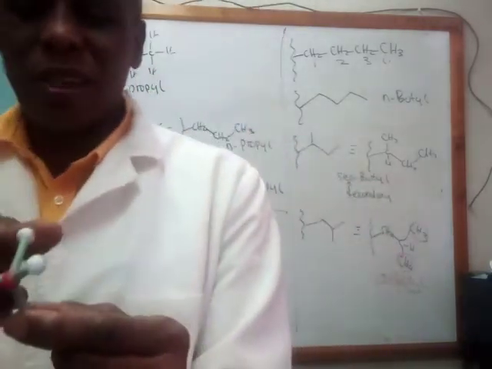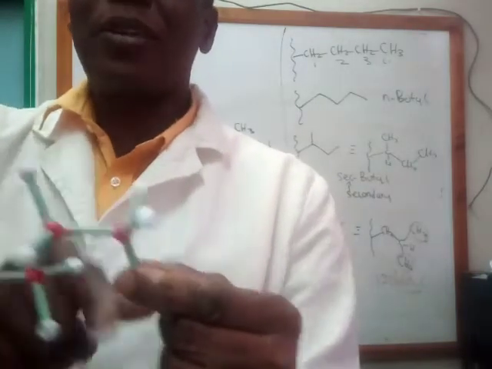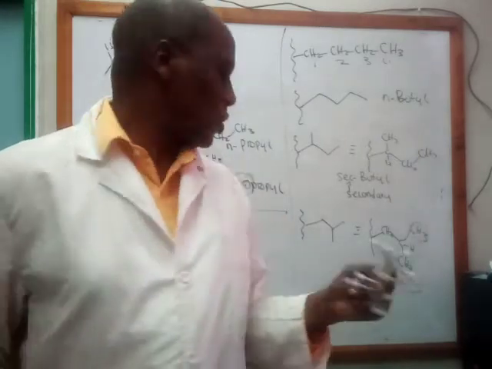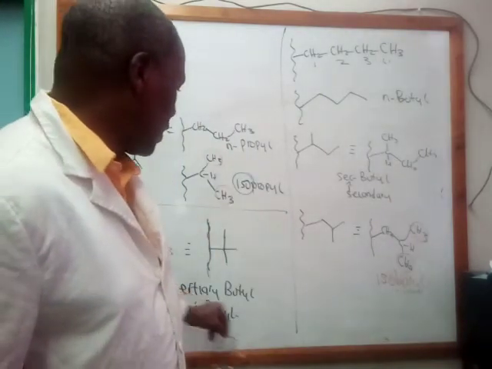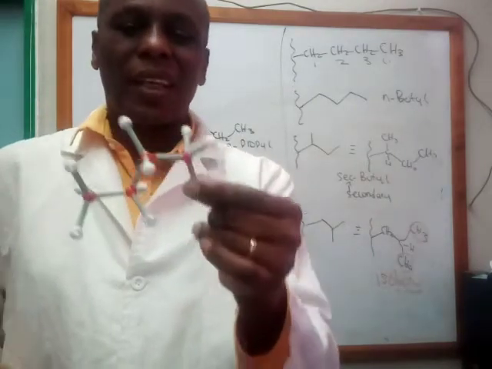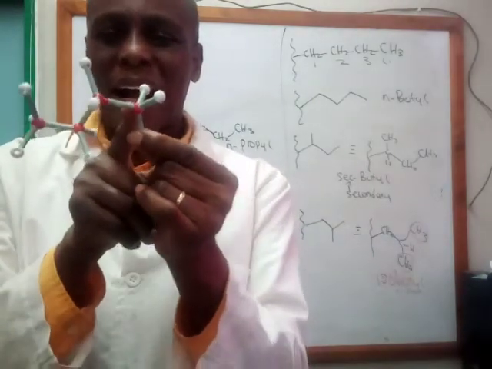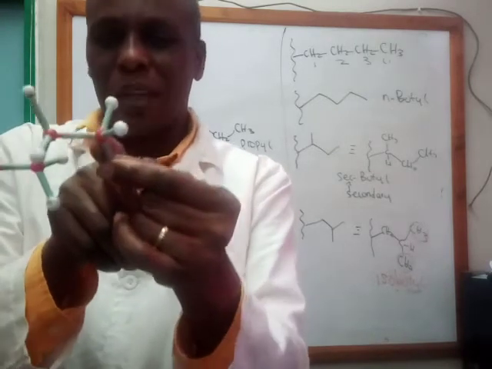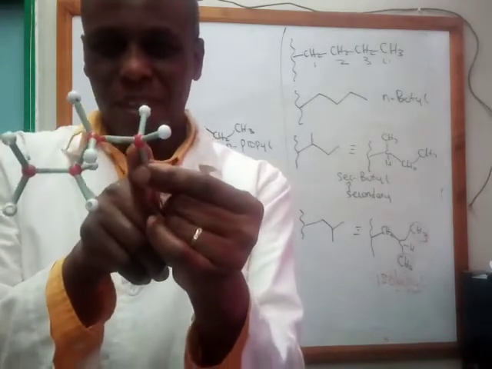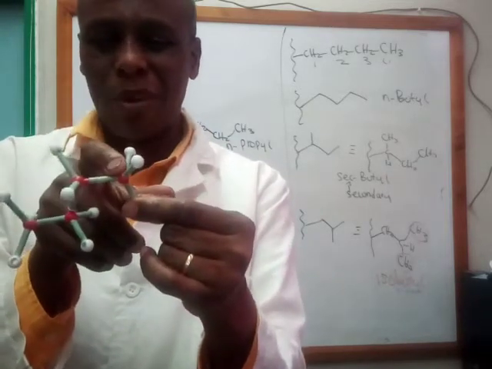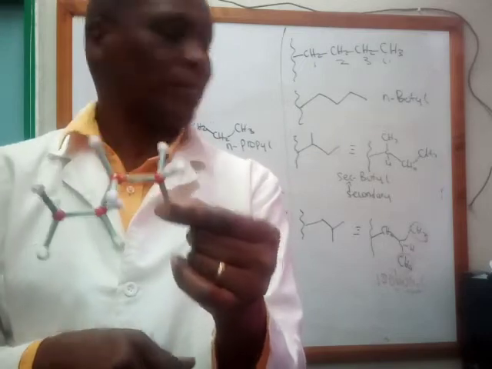By the way, I think it's good for me to introduce this terminology now so that you understand what those tertiary, secondary, and the rest mean. If you are going to have a carbon atom with two hydrogen atoms, it's going to be called a primary carbon atom. It means it's a carbon atom with two hydrogen atoms.